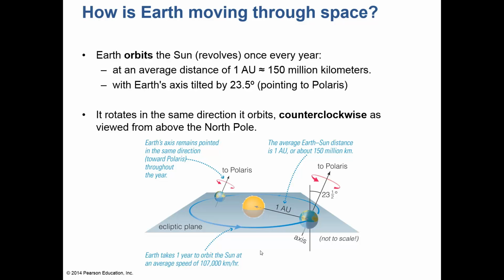And we use AUs to talk about stuff within our solar system. The Earth's axis is tilted 23.5 degrees, and currently the North Pole of it points to the North Star, which we call Polaris at this time, and that changes over time as well.